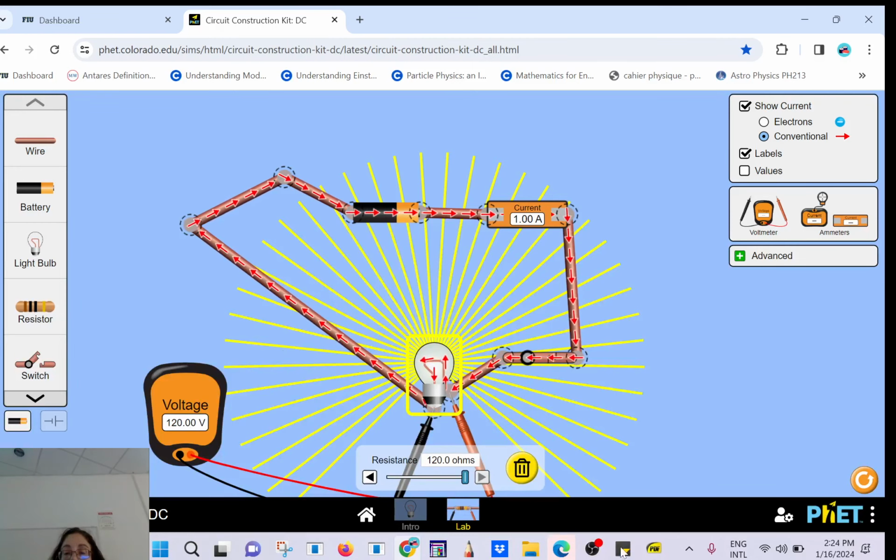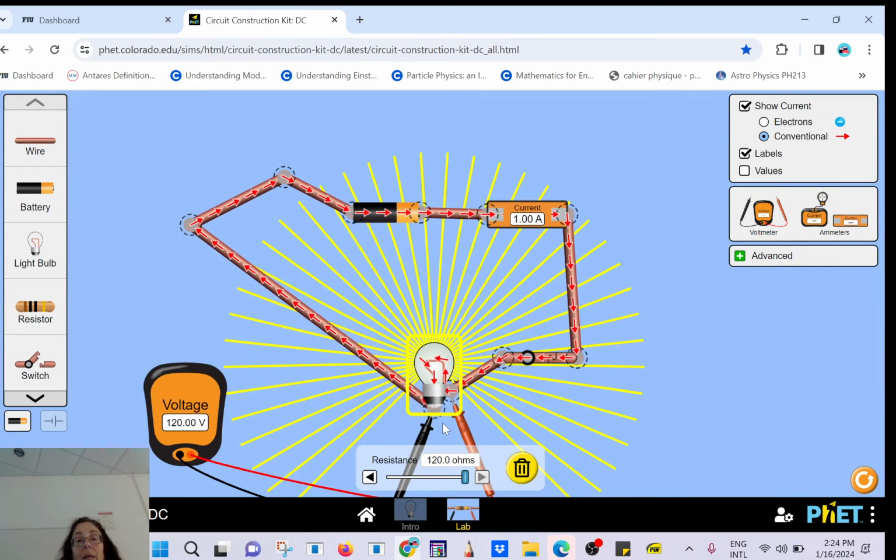So here I have a load. What's the voltage across it? 120. What's going to be the current going through it? 1 amp. So what's going to be the watt? 120 watt. Very good. So it's going to be the voltage across it times the current through it. Is that clear? Yes?